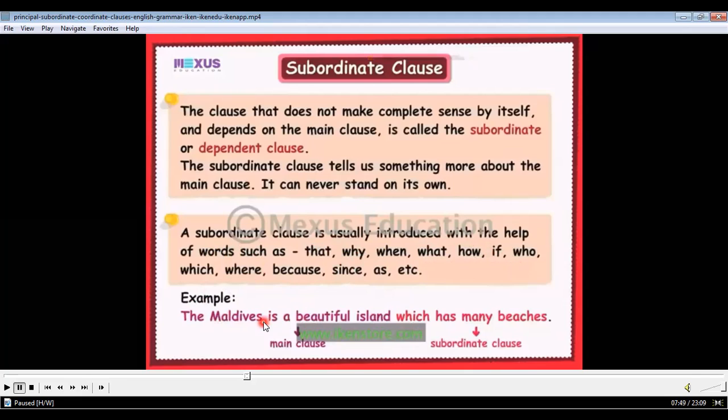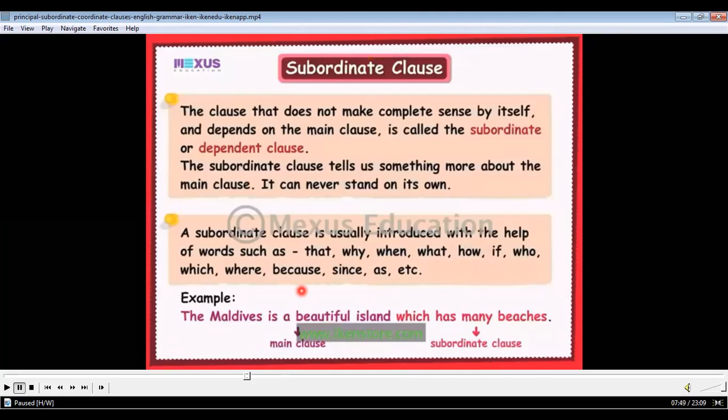If in the main clause we are talking about a place, we use the conjunction which. If we are talking about a person, we use the conjunction who. If we are talking about a reason that we discussed in the main clause, we use the conjunctions why and because. So this is how we can join the main clause and the subordinate clause.